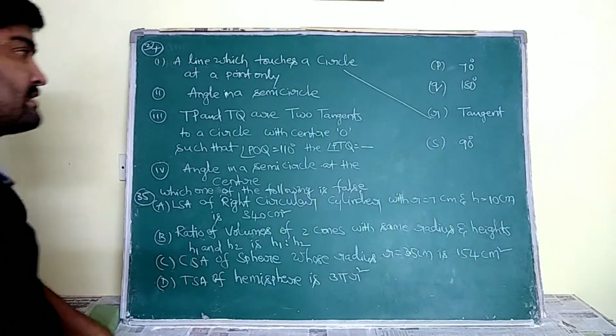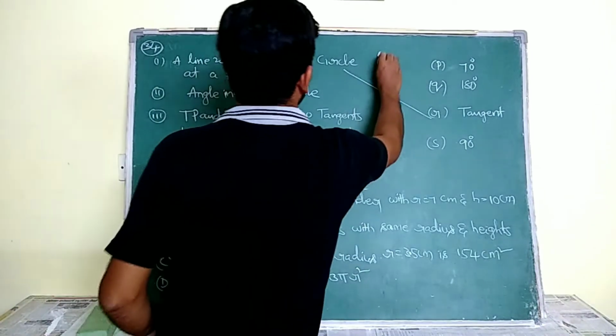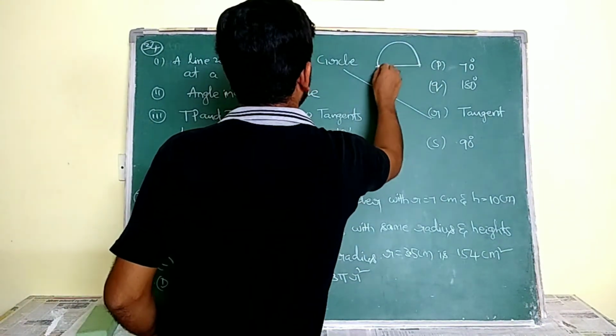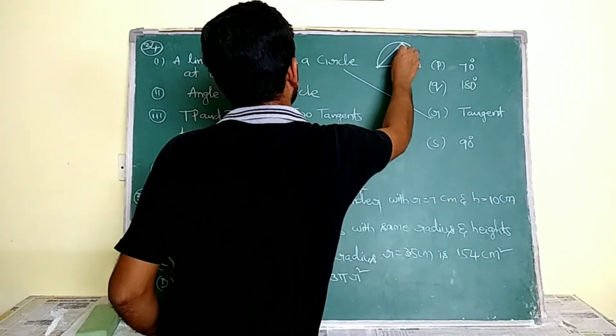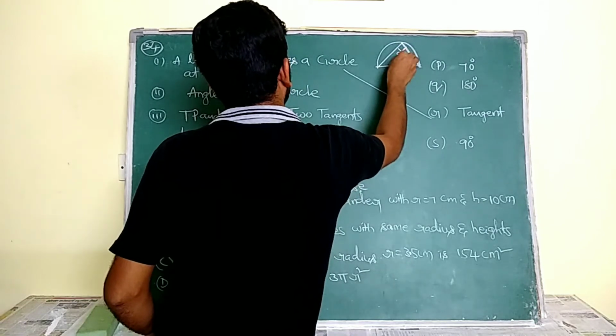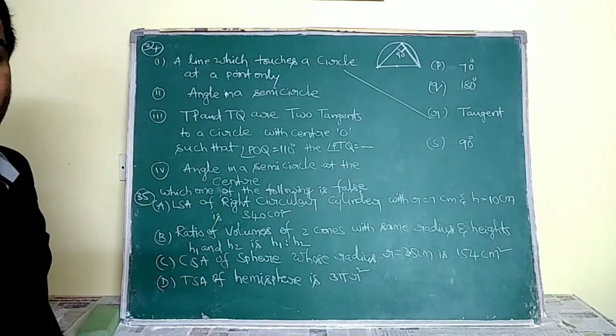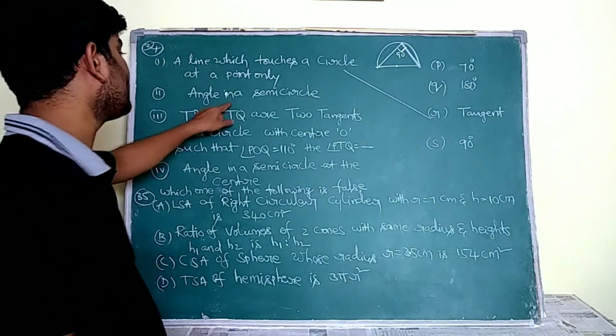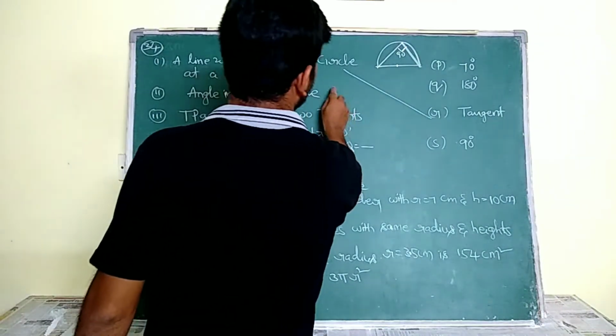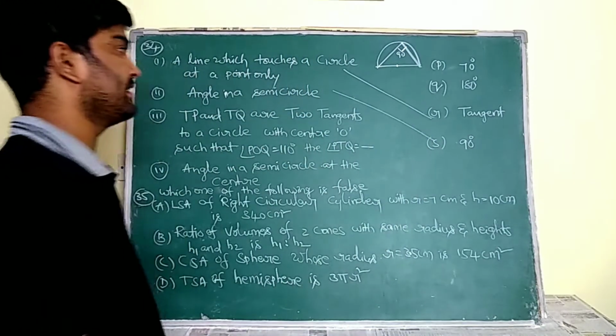Angle in a semicircle. See, here it is the logic. Angle in a semicircle means this one. This is 90. Okay. Angle on a semicircle, that indicates 180. Angle in a semicircle is said to be 90. So this is mapped with 90 degrees.